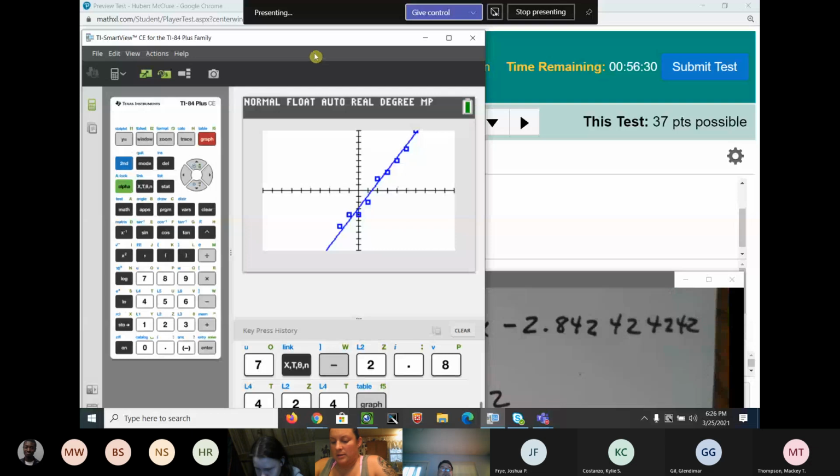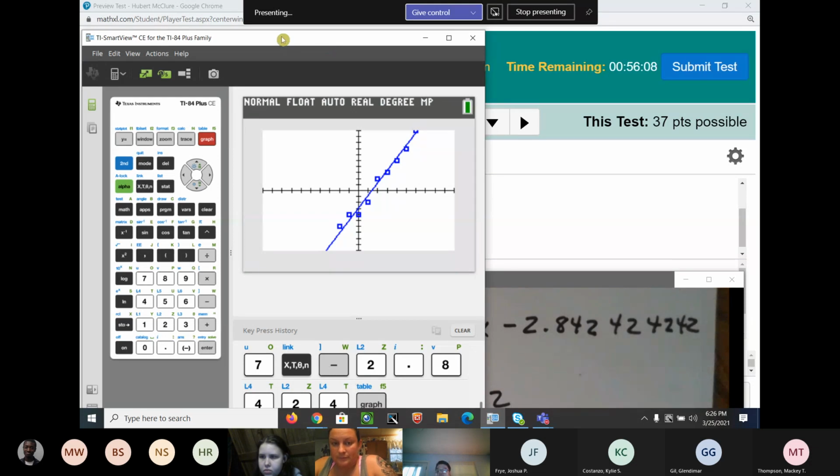Right. Graph. Let me just clear it out. You got something typed in there wrong. 2.097x subtract 2.842 and hit graph. There it goes. Okay. I might have just. All right.